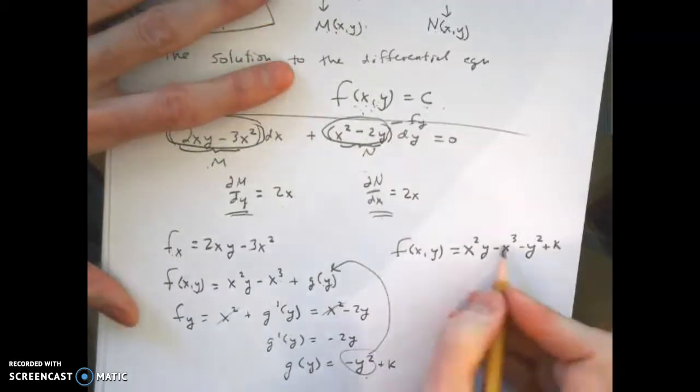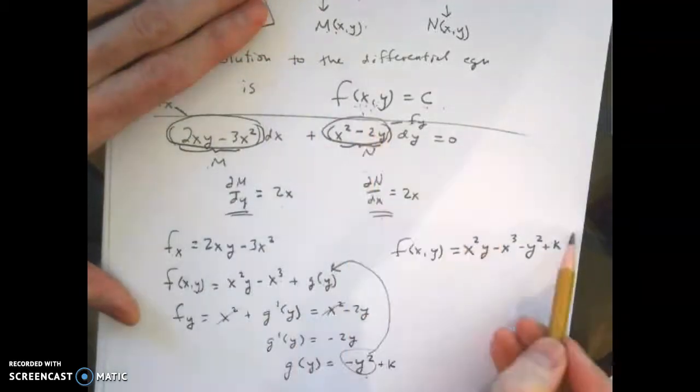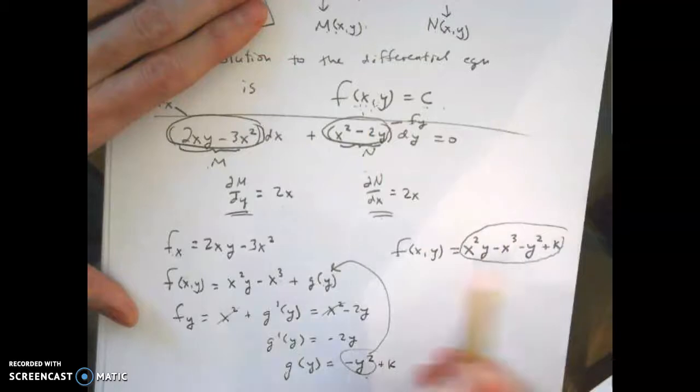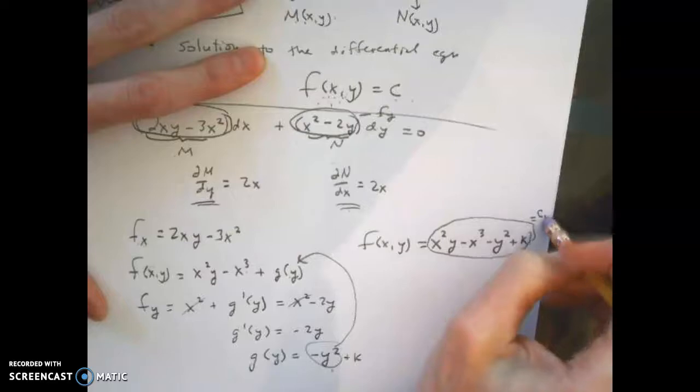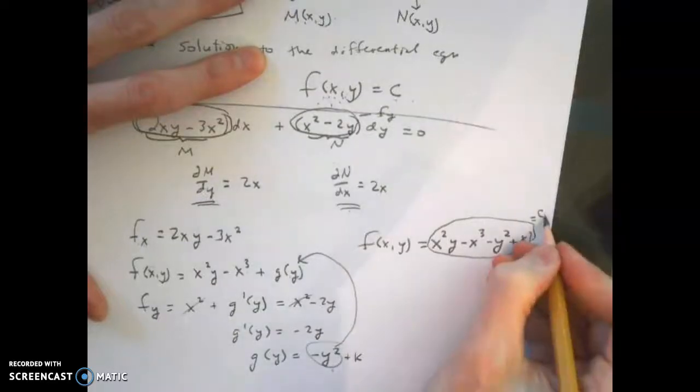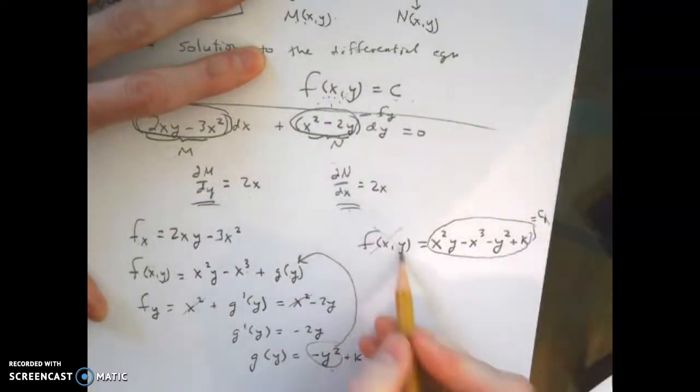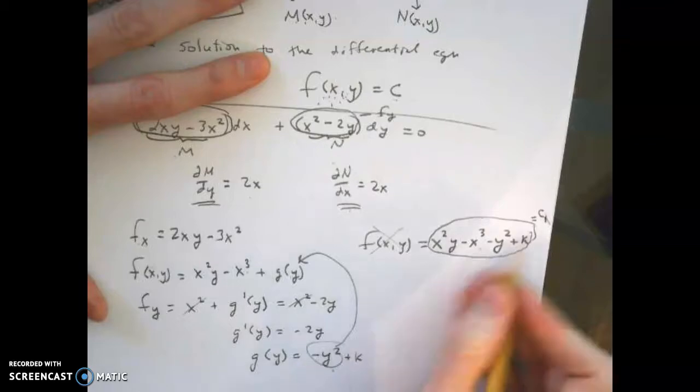Okay, so now what we do, we're going to take this thing, which is our f of x, y, and set it equal to a constant. So equal to, I'm going to call it C1. Fell off the edge. C1. Because we don't want this part in our answer. We're just setting this thing equal to a constant.